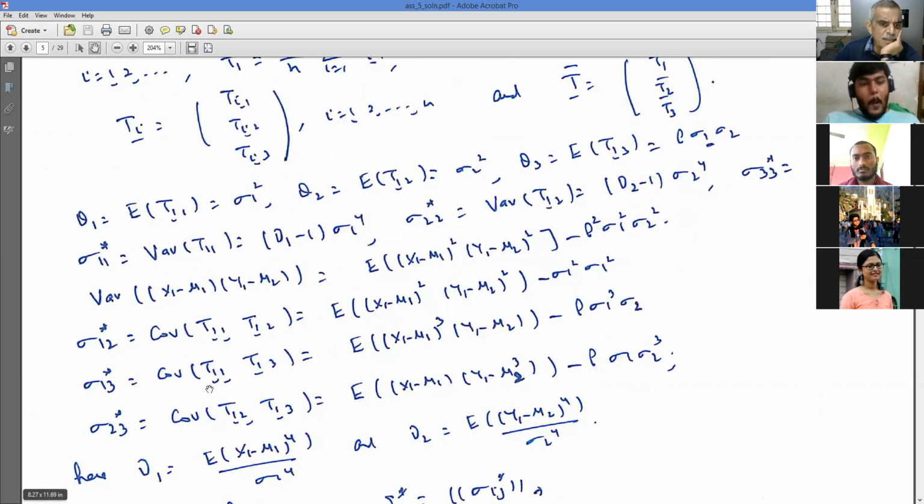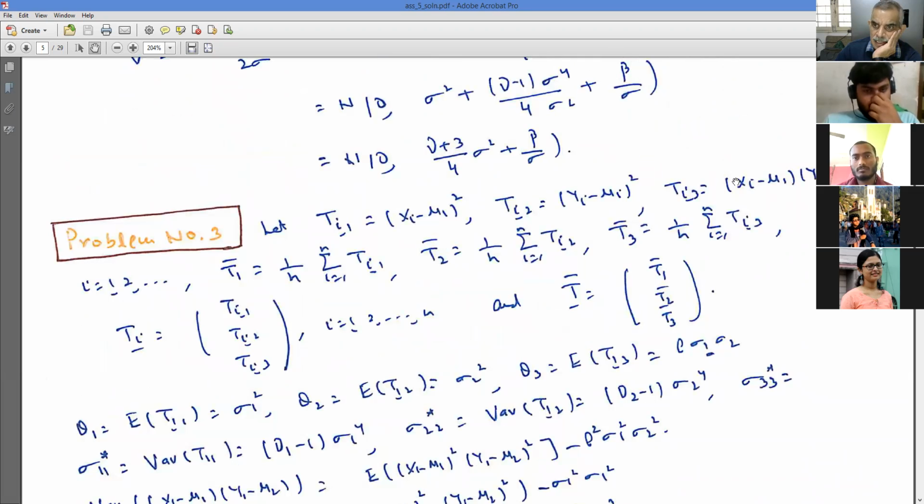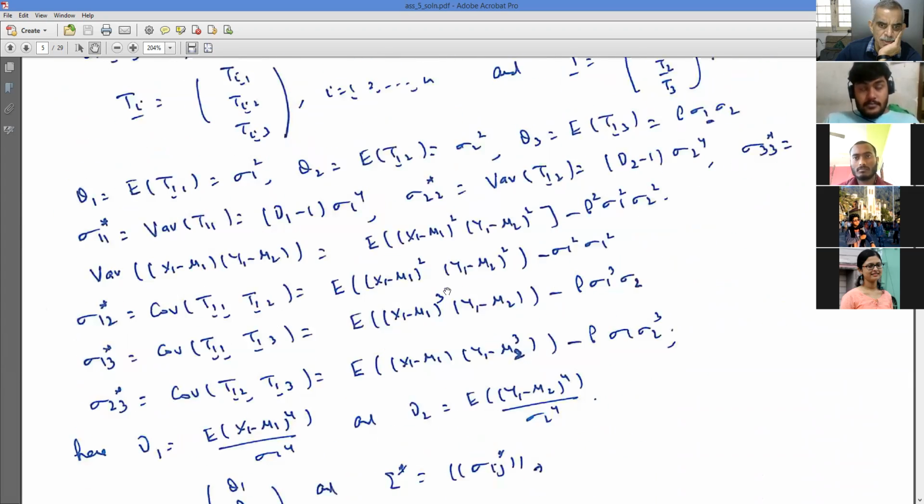Sigma 13 star is nothing but the covariance between T11 and T13, which is the expected value of (x1 minus mu1) into (x1 minus mu1) into (y1 minus mu2). Sorry, expected value of (x1 minus mu1) whole square, so basically this into this. So that means (x1 minus mu1) whole cube into (y1 minus mu2), minus expected value of T11, which is nothing but sigma 1 square, and expected value of T13 is nothing but rho sigma 1 sigma 2. So this becomes rho times sigma 1 cube sigma 2.